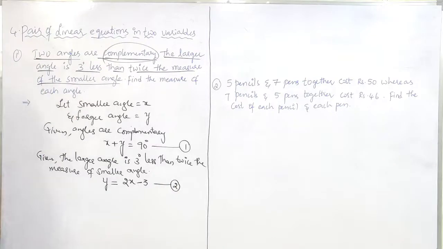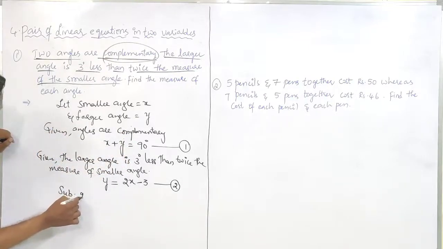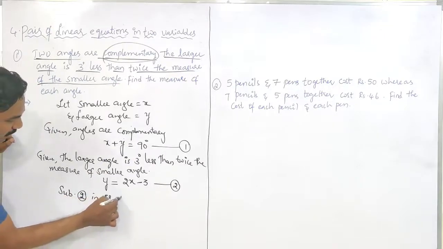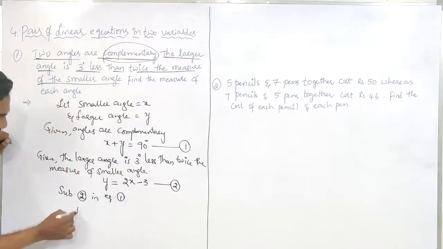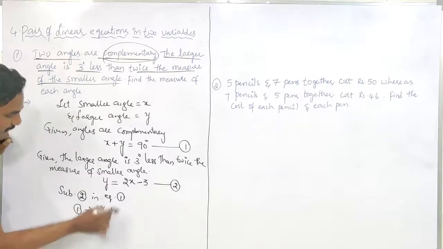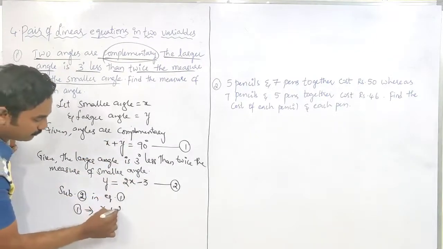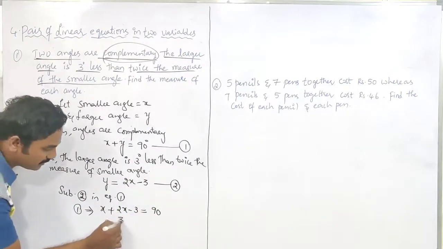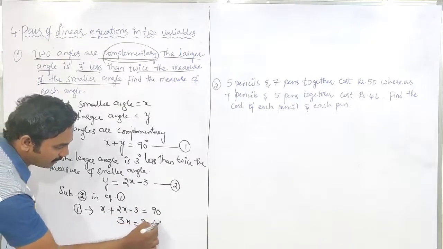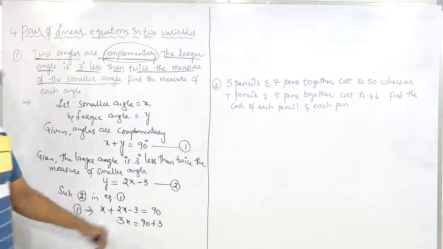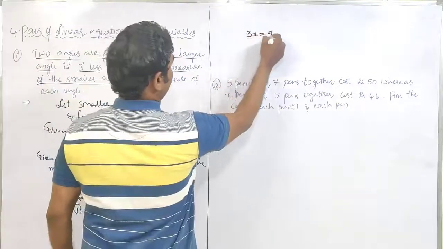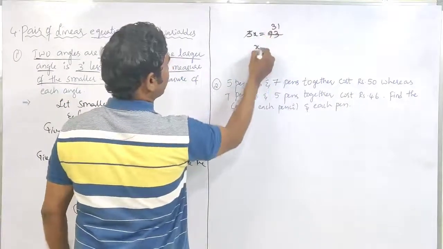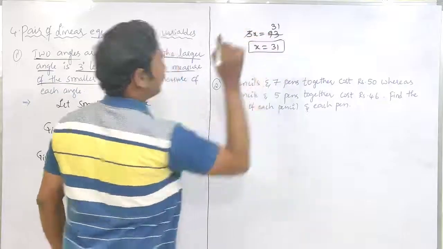Now we can use the substitution method here. Substitution method is substituting the value of y in equation 1. Substituting equation 2 in equation 1, then what does 1 become? x plus y, y value 2x minus 3, is equal to 90. x plus 2x is 3x is equal to minus 3 becomes plus 3. So 3x is equal to 90 plus 3, 93. 3 3s are 9, 3 1s are 3. x is equal to 31. We got one angle. x is equal to 31.